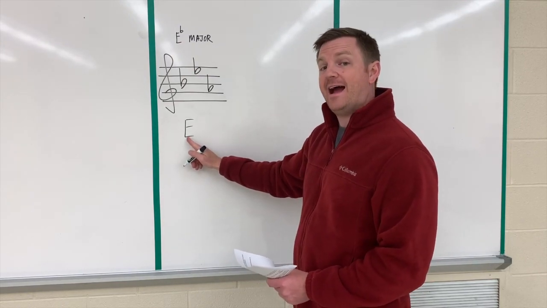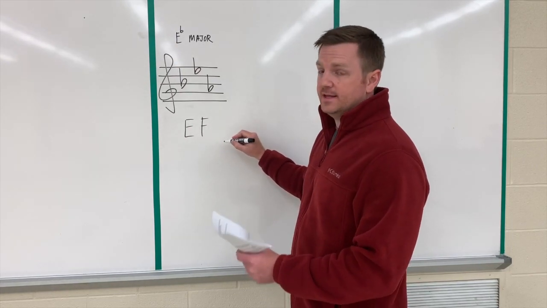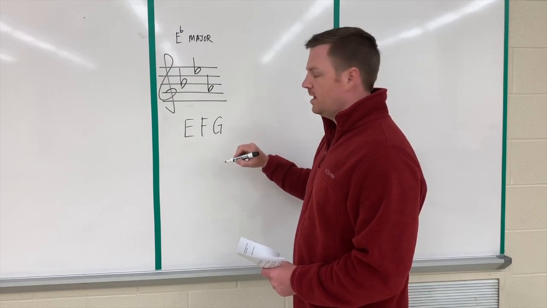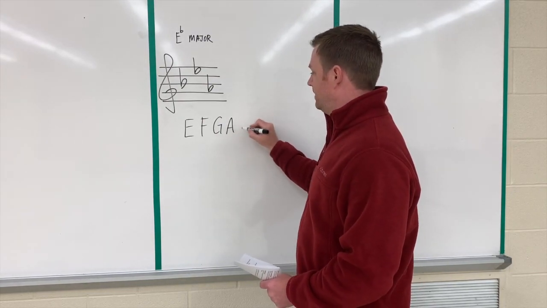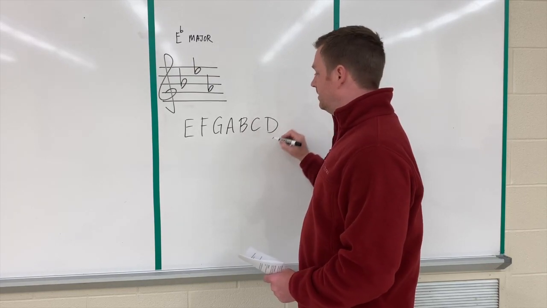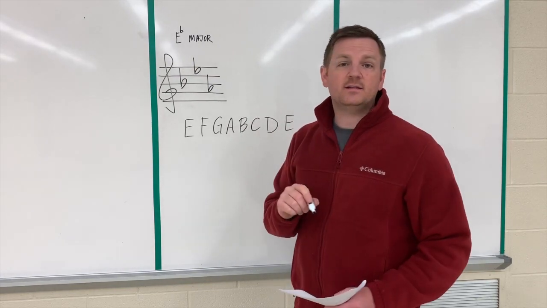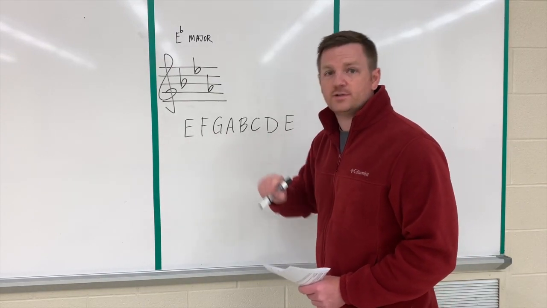The next letter after E is F, and then a G. After G, we have to repeat back to A. Continue to B, C, D, and lastly E. We will stop there because we have repeated the first note.